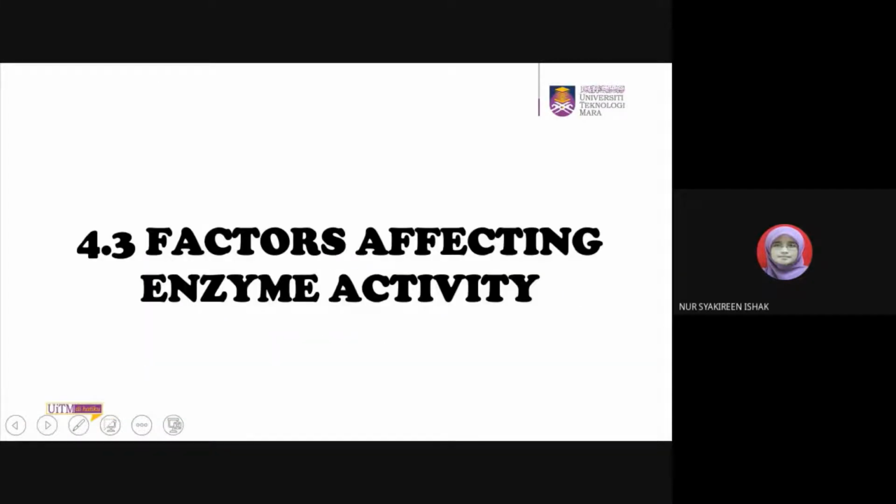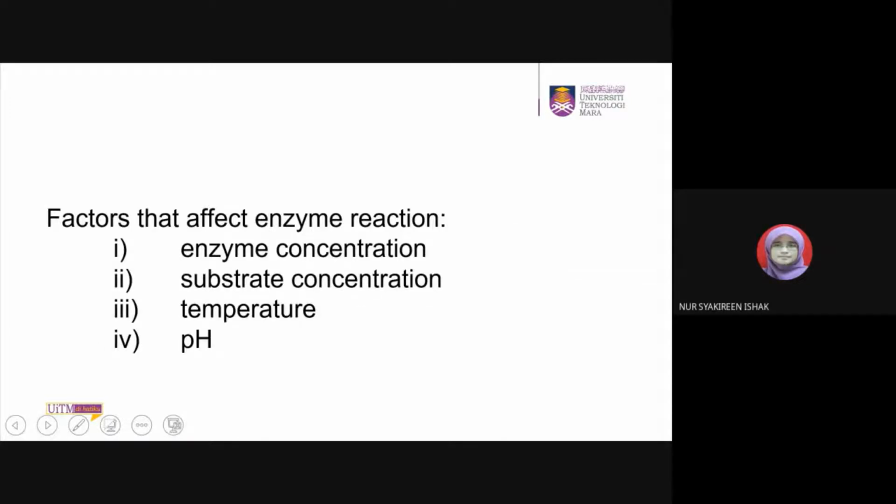Okay, so if there's no question, we will proceed to the next subtopic, which is 4.3, factors affecting enzyme activity. So, factors that affect enzyme reaction. The first one is enzyme concentration. If the amount of enzyme is the limiting factor, it causes the reaction to reach its maximum rate of reaction. So the concentration of the enzyme will affect the enzyme rate of reaction.